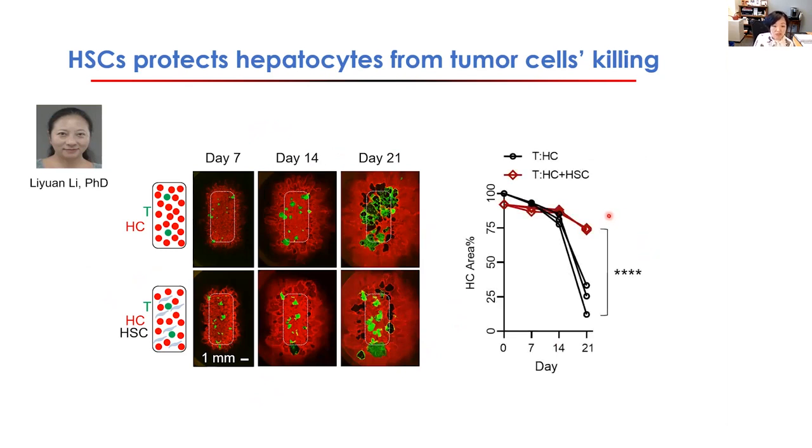We notice that this difference typically happens around week 2. It seems like hepatocytes are trying to hold, but by week 2 they cannot hold anymore, so their fluorescence drops very, very quickly. But when there are stellate cells around, this drop is much more prevented or slowed down. So overall, we think hepatocytes are actually being protected by stellate cells when there are tumor cells around.